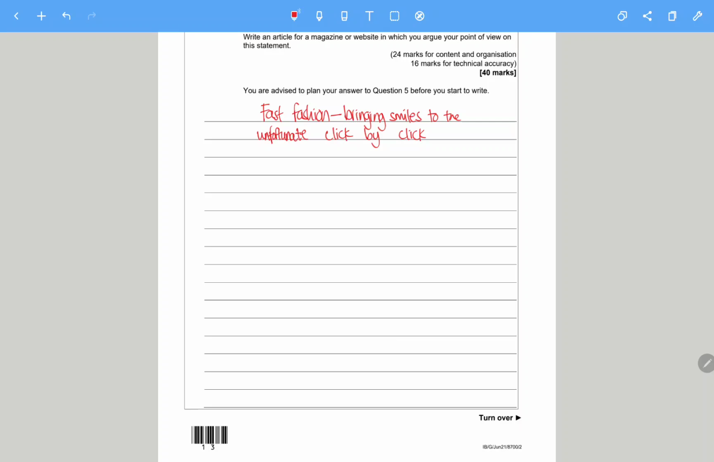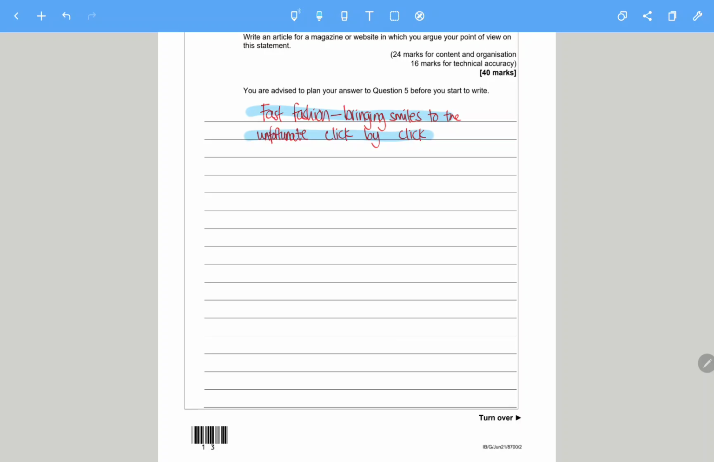Okay, so that's my title. Now, if you've noticed within the title, why is this an effective title? Because I've used alliteration, fast fashion. I've used a dash for effect. Fast fashion, dash, it creates a pause and emphasis. Bringing smiles to the unfortunate.